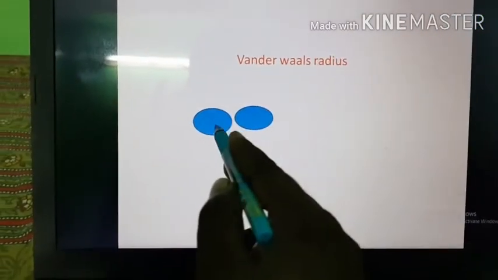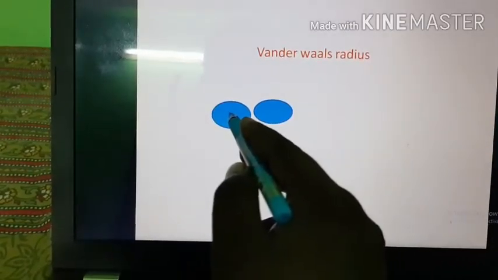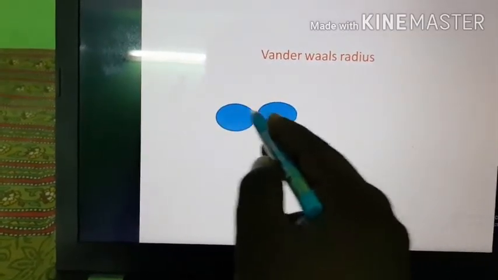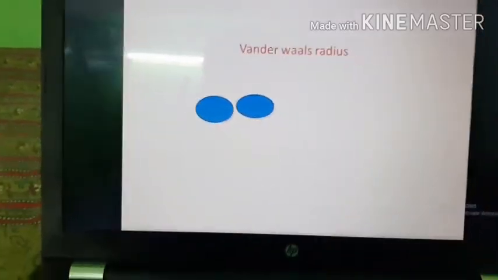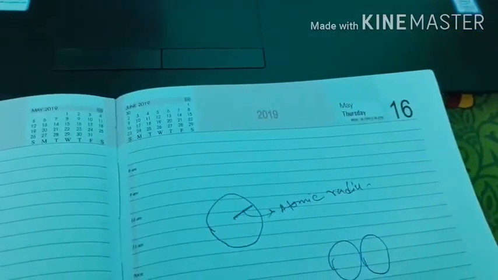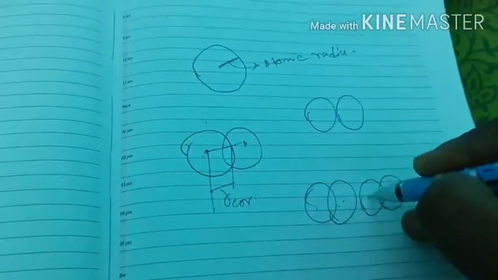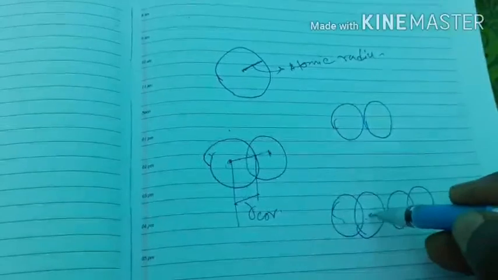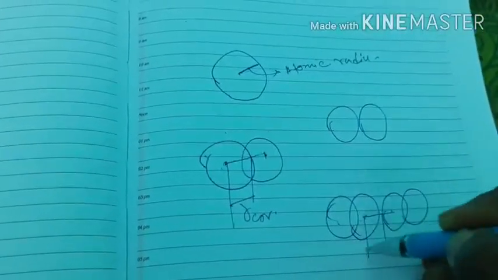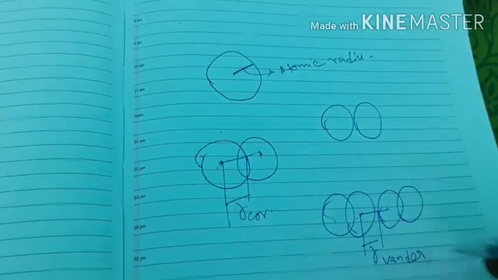Consider this one is one atom and this is another atom. So here is the internuclear distance, this is also the internuclear distance. So its half will be the van der Waals radius. If we consider that this is one molecule and another molecule, when they come, they may come as close as possible to each other, and this one would be the picture. Now if we consider this is half of the internuclear distance, that would be the van der Waals radius.